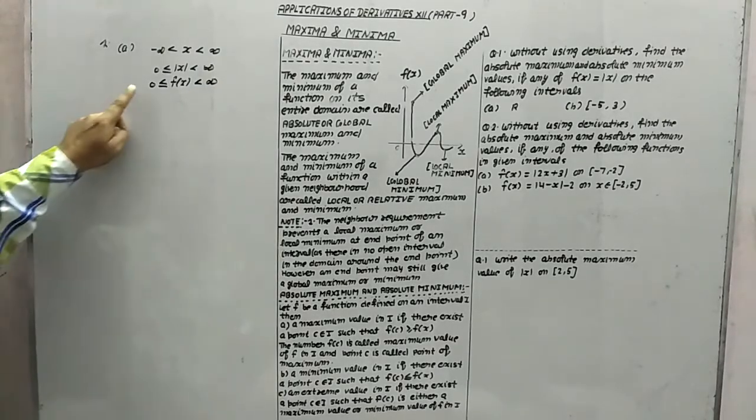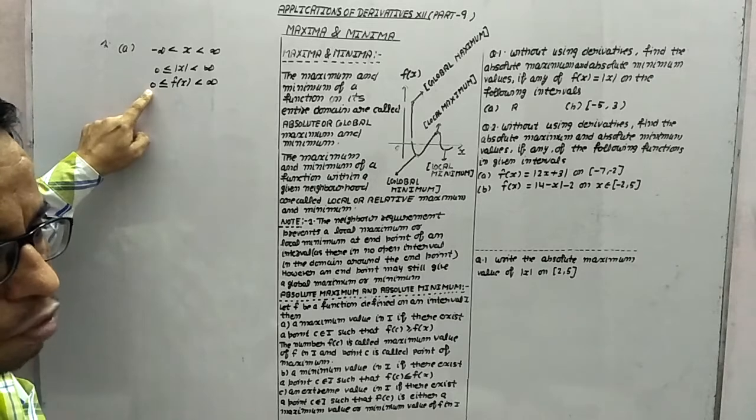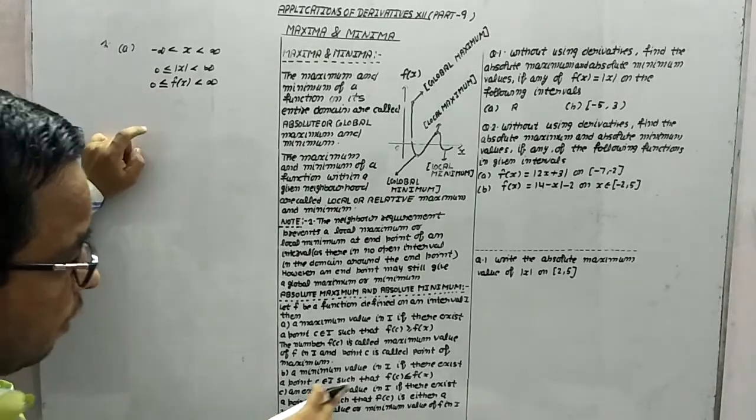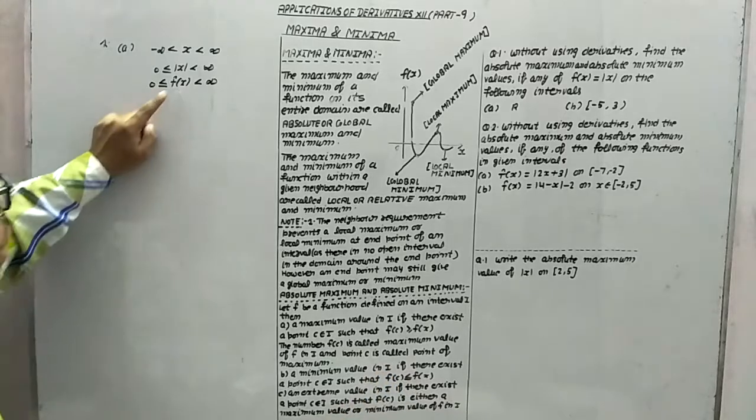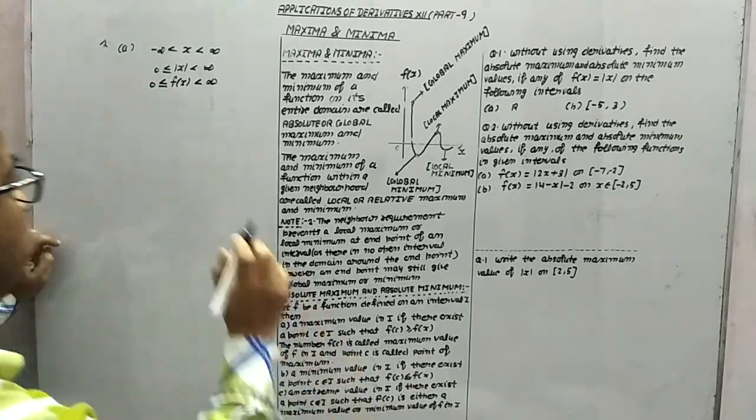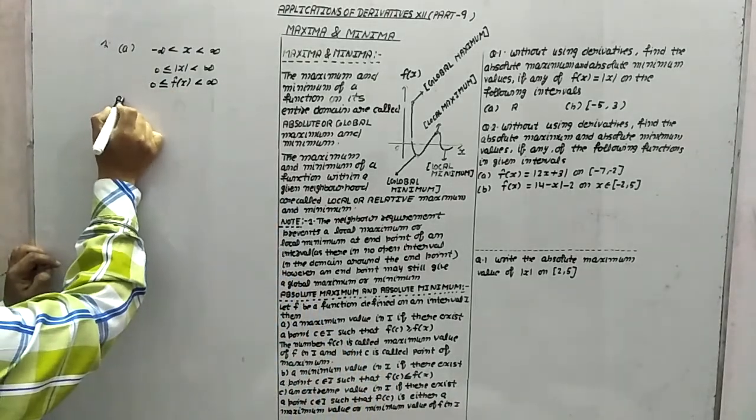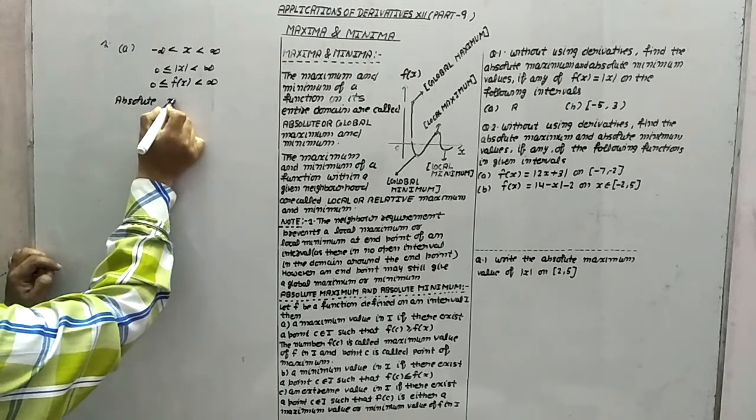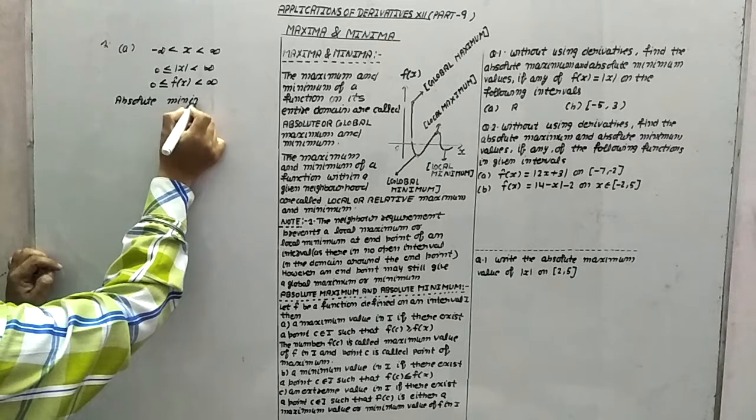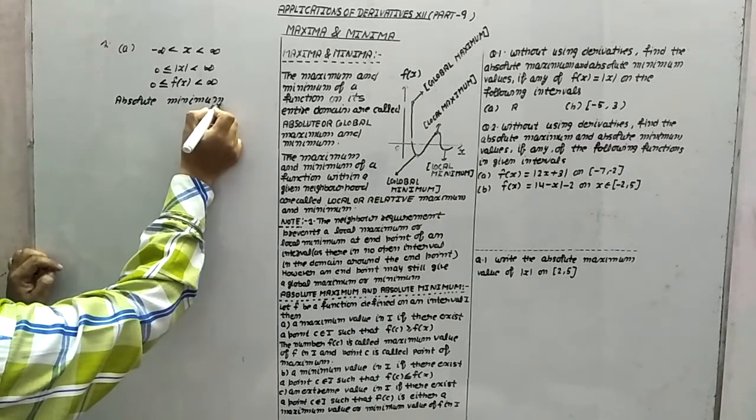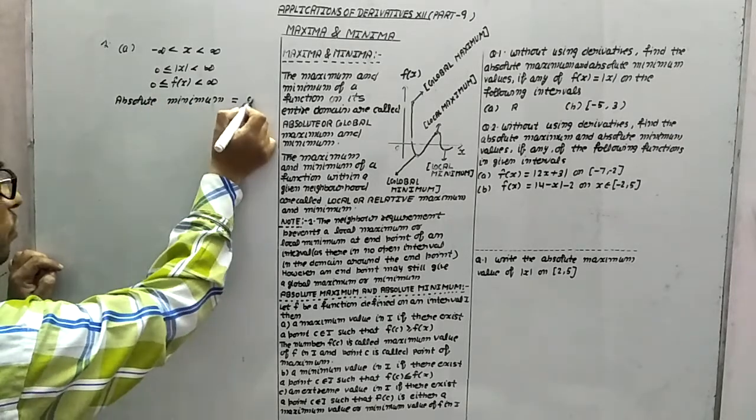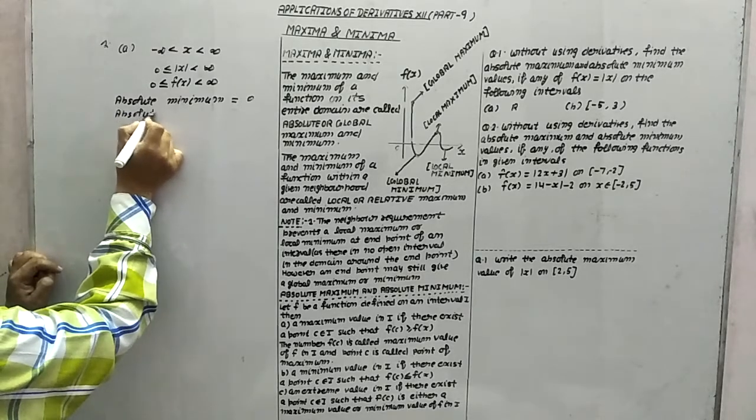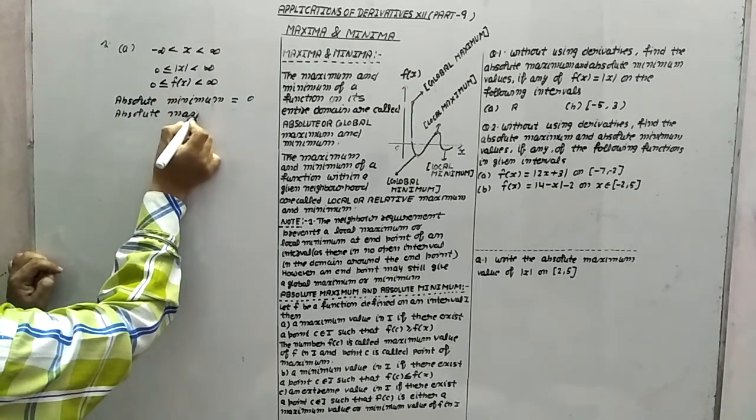It means if we consider this as f(c). So look at this thing. What is this f(c)? f(c) is less than or equal to f(x). So we can say here the absolute minimum value is, what is the absolute minimum? 0, and the absolute maximum does not exist.